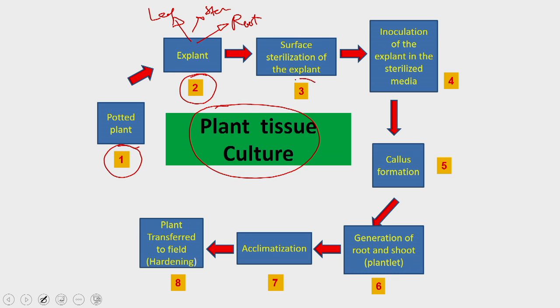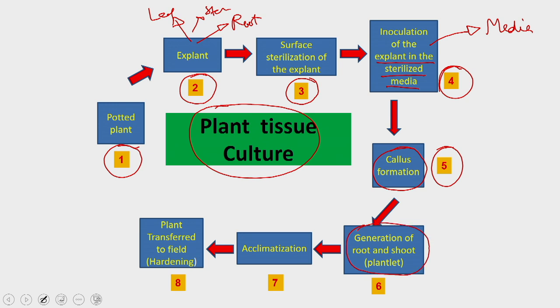In the third step, you are going to do a surface sterilization of the explant. Then in the fourth step, you are going to do the inoculation of the explant in sterilized media, which means for this step you also have to prepare the media required for plant tissue culture. Once you are done with the fourth, you go to the fifth step: once the explant grows, it is going to form the callus. Once the callus is formed, you modify the growth conditions in step number 6, so that it generates the root and shoot, which gives you the plantlets.